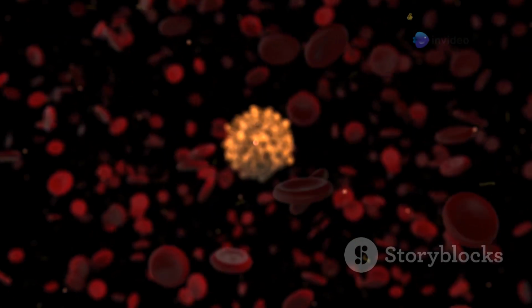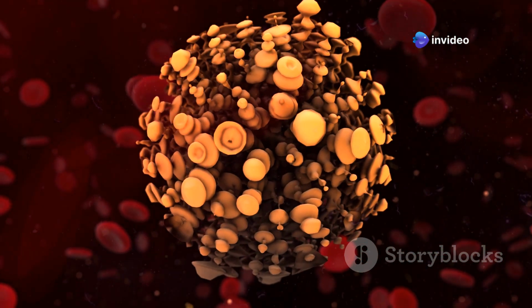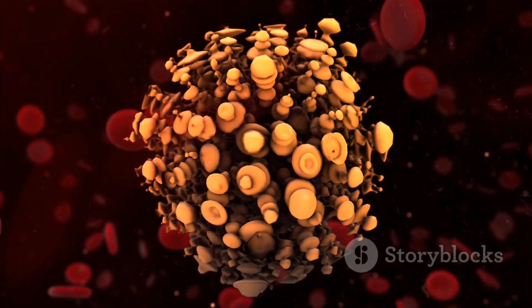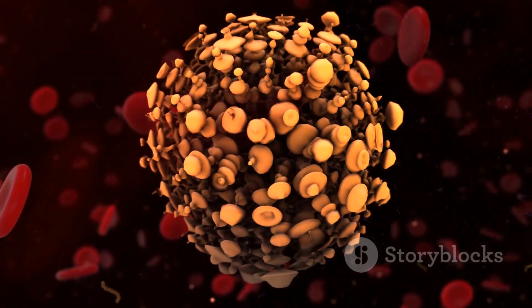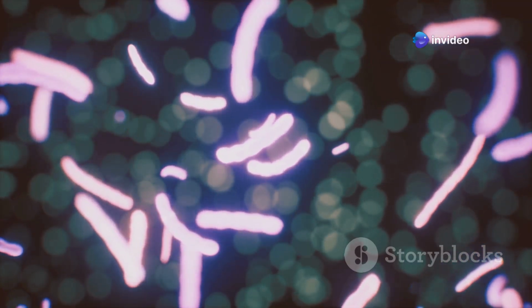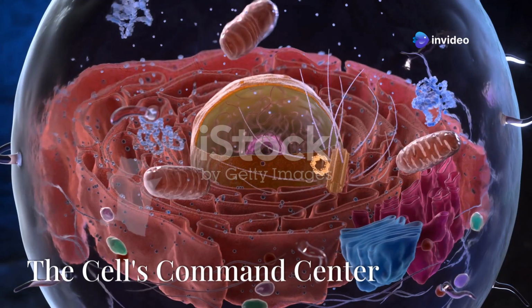Within this bustling environment, molecules are constantly in motion, shuttled along intricate networks of protein filaments that crisscross the cytoplasm like a complex highway system. This intricate network, known as the cytoskeleton, provides structural support for the cell, helps maintain its shape, and facilitates the movement of organelles and molecules within the cytoplasm. The cytoplasm is a hive of activity, a dynamic environment where the essential processes of life unfold.